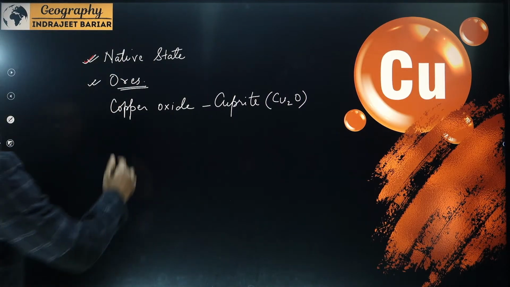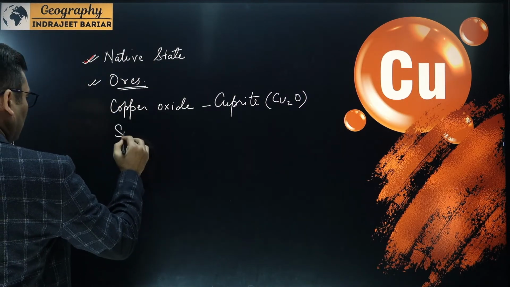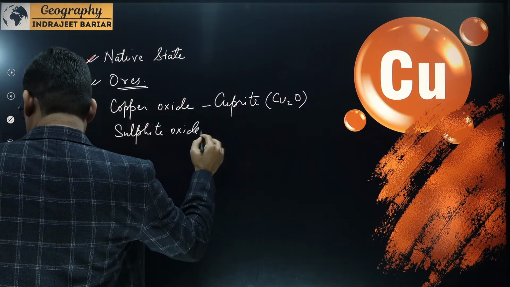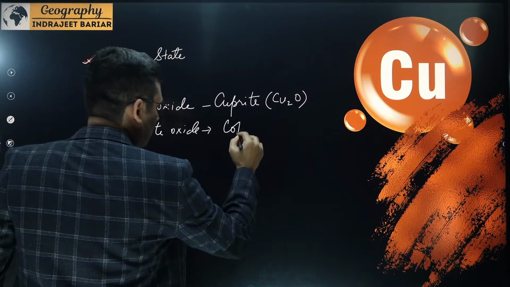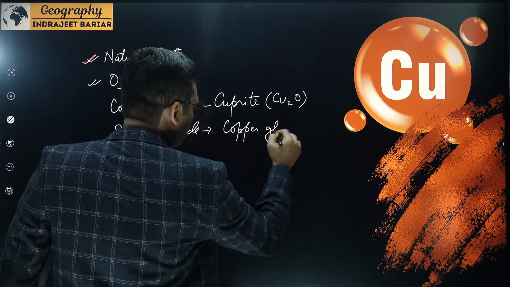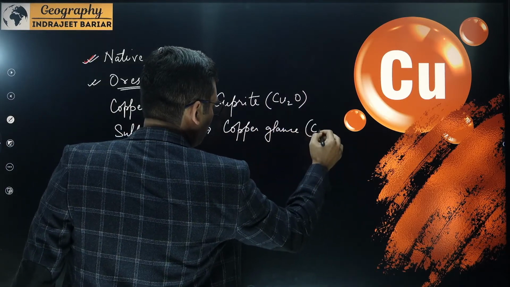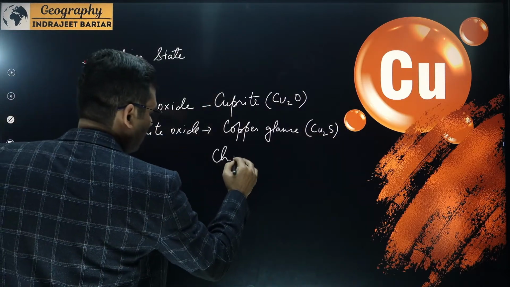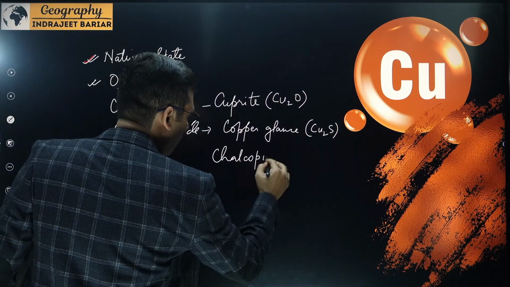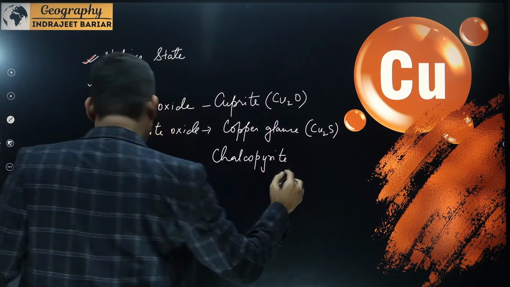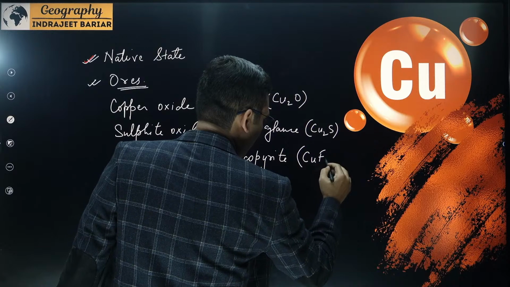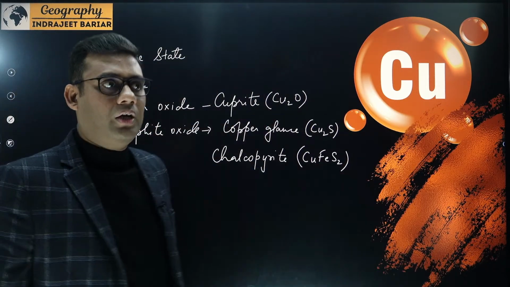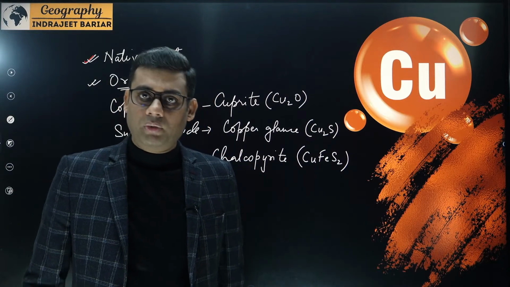Apart from that, the other ores that we find are the sulfide ores. The first one in this is copper glance, which is Cu2S, and another one is chalcopyrite, which is CuFeS2. So these are the main ores of copper.